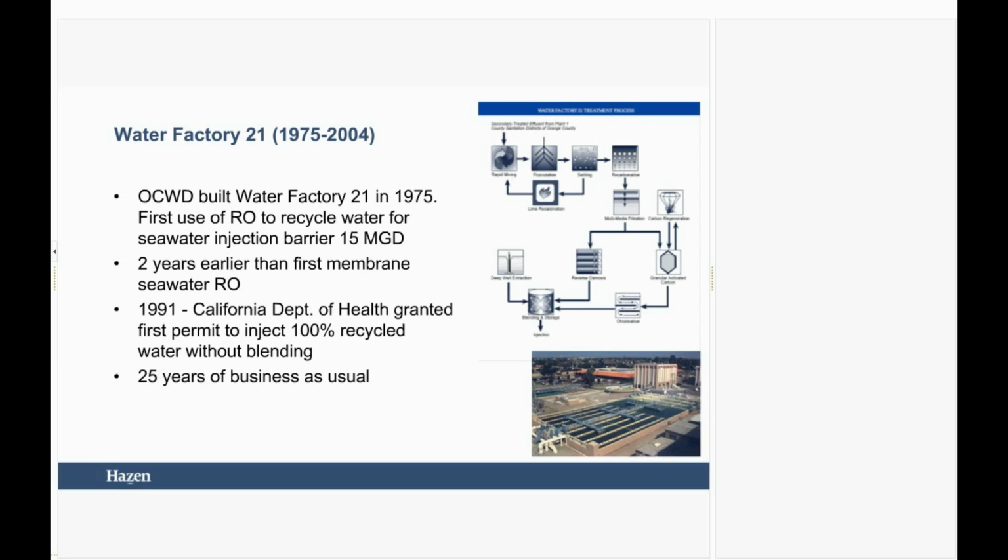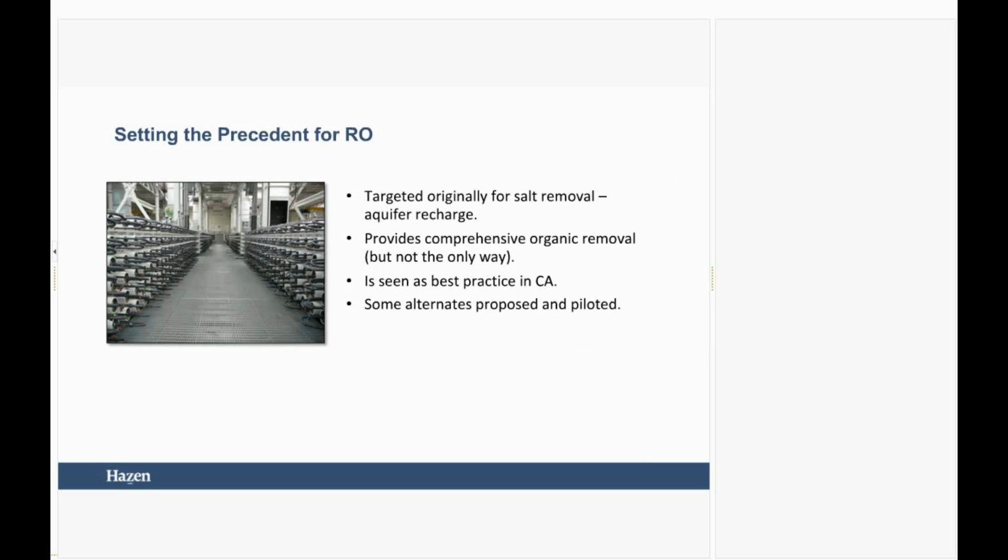By the 1990s, the California Department of Health granted that plant a permit to inject 100% recycled water without any blending. And what's important is that they've been doing this for a long time. I say 25 years of business as usual. I need to do my maths. It's more like 40 years at this point of business as usual of recycled water. And that's important because when it comes to indirect potable reuse for Southern California, it's been done for a long time. So folks are used to it and have a good history of doing it.